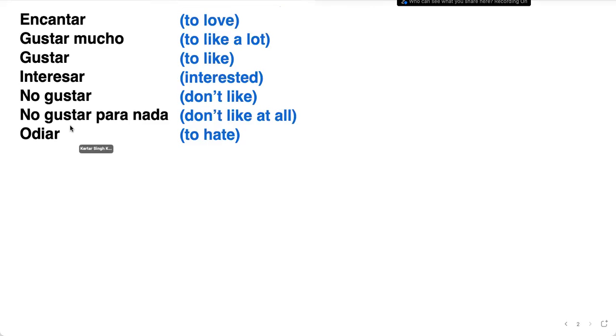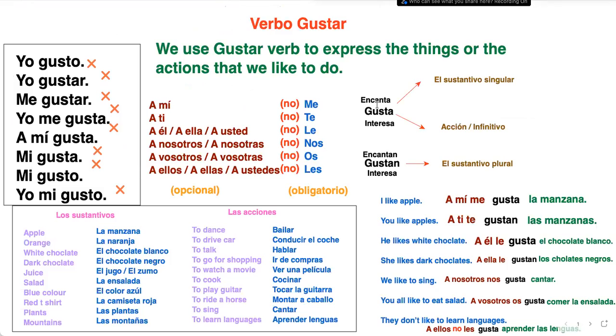So these verbs are conjugated in a similar way, like the Gustar verb, or the other verb is conjugated like we conjugate all the other verbs normally. So again, you can use me gusta, me encanta, me interesa. The rule remains the same. Me encantan, me gustan, me interesan. I am interested in something.